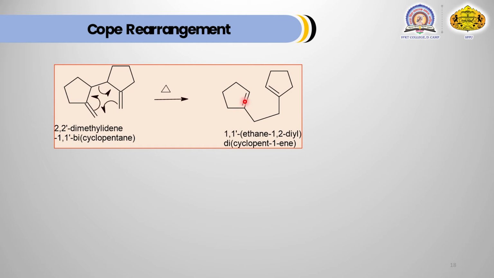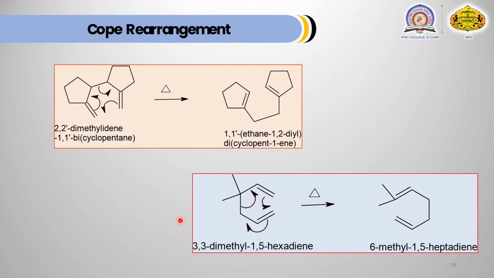Let's see here the product. This is the double bond which is generated, this is the bond which is formed, this is another double bond which is generated, and here there is no bond. That's why this bond is broken in this reaction.